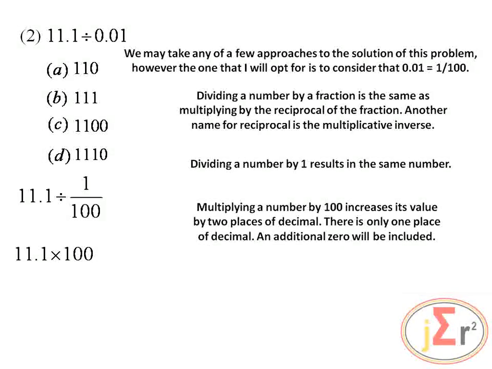Multiplying a number by 100 increases its value by 2 places of decimal. There is only 1 place of decimal. An additional 0 will be included. So there we have it. We only have 1 place of decimal right here. We need to increase this by 2 places of decimal. Therefore, an additional 0 is necessary. The correct answer is option D.